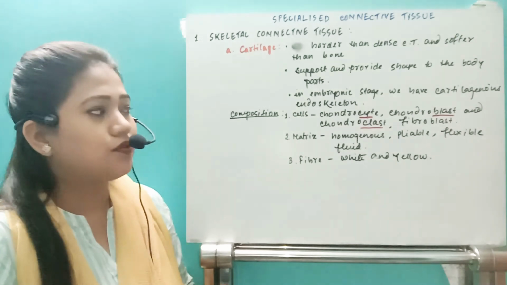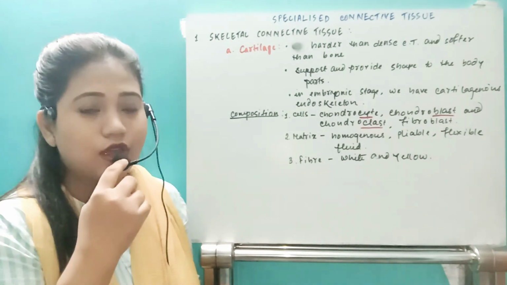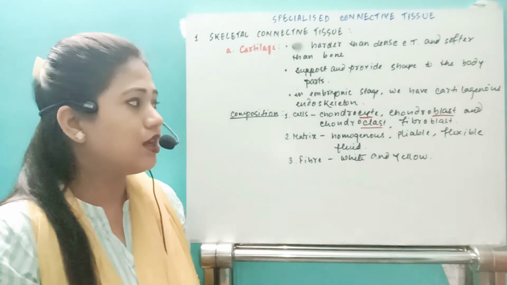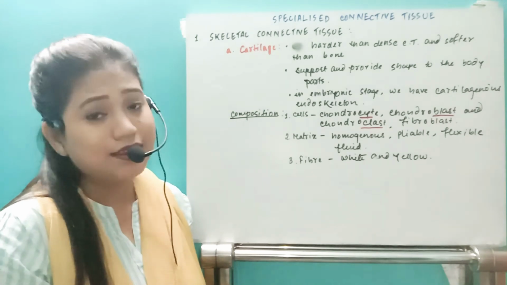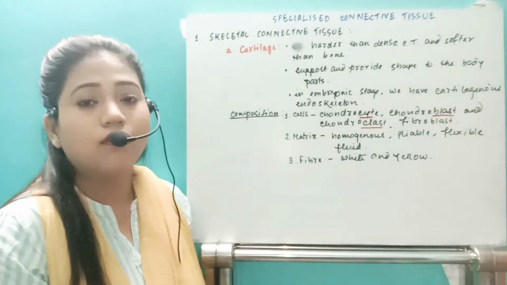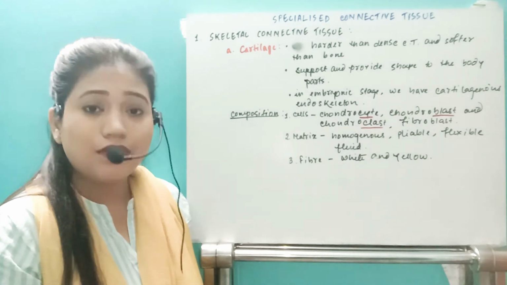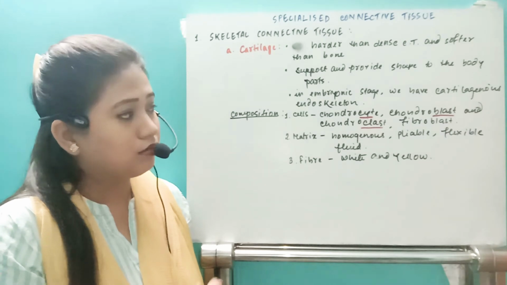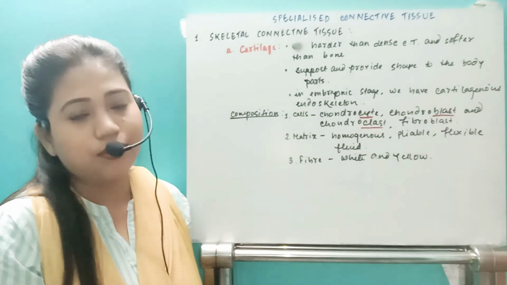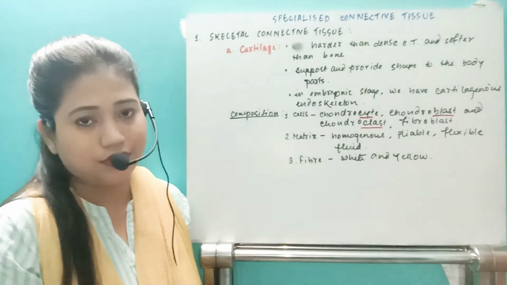Okay, next one, fibroblast. Already I have given in the areolar tissue, in the earlier part, in the connective tissue proper, I have told you that if it is the fibroblast cell, then fibroblast produces two types of proteins. One is the collagen protein and second is the elastin protein. If it is elastin protein, it forms the yellow fiber, and if it is the collagen protein, it forms the white fiber.